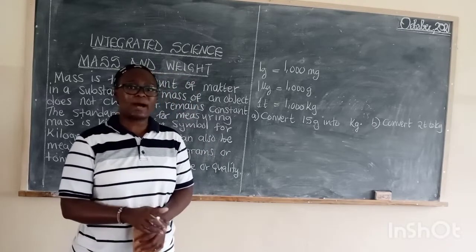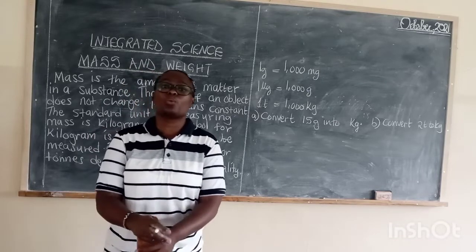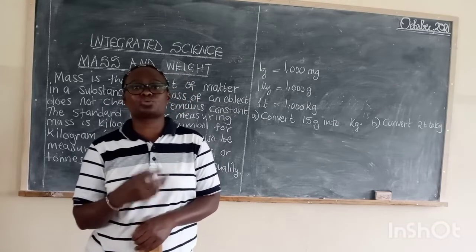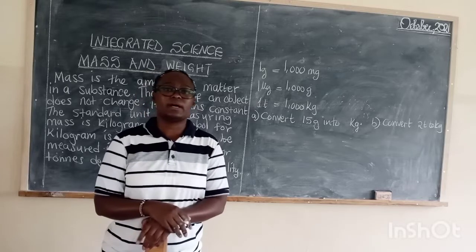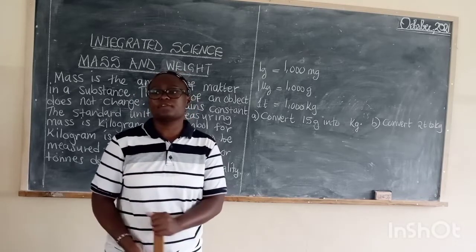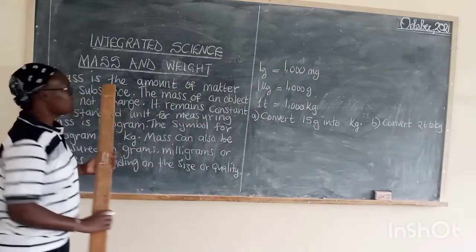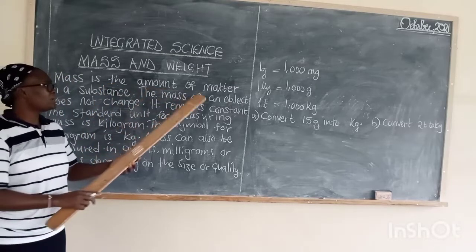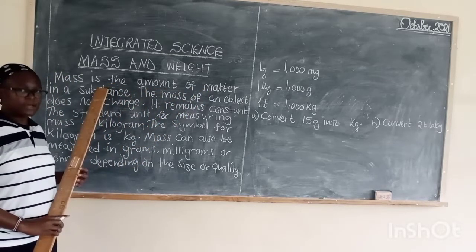We are looking at mass and weight. So we basically look at how to calculate mass and how to calculate weight. Very good. We start. So what is mass? Mass is the amount of matter in a substance.